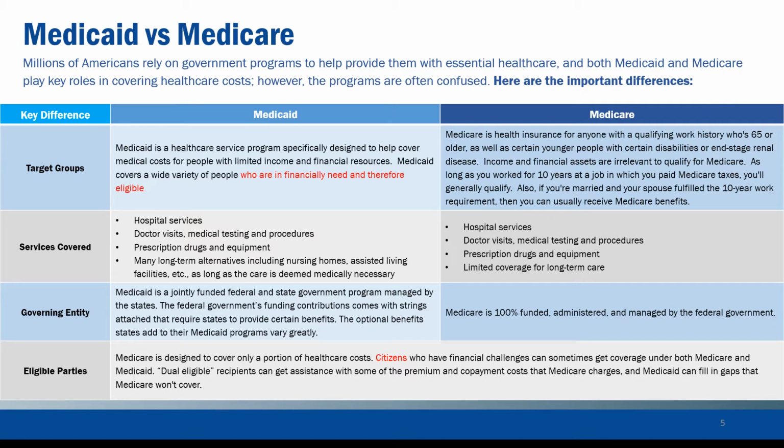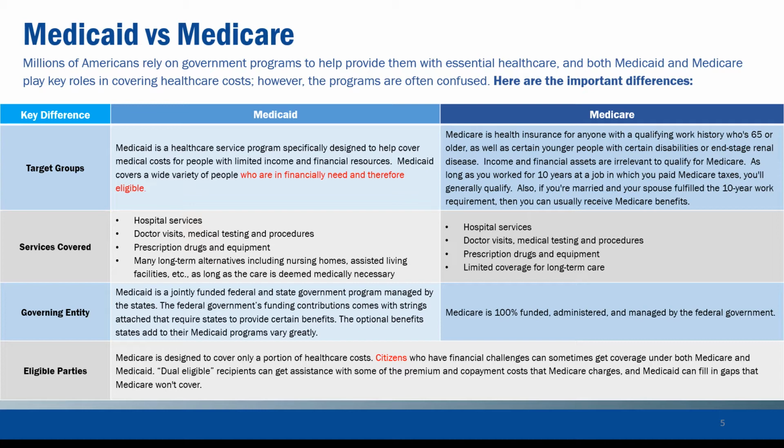Some of the services are slightly limited in the Medicare program. They might include hospital services, doctor visits, medical testing and procedures, prescription drugs, and medical equipment. There is limited coverage for long-term care in the Medicare program. One important difference between Medicaid and Medicare is that Medicare is 100% funded, administered, and managed by the federal government.